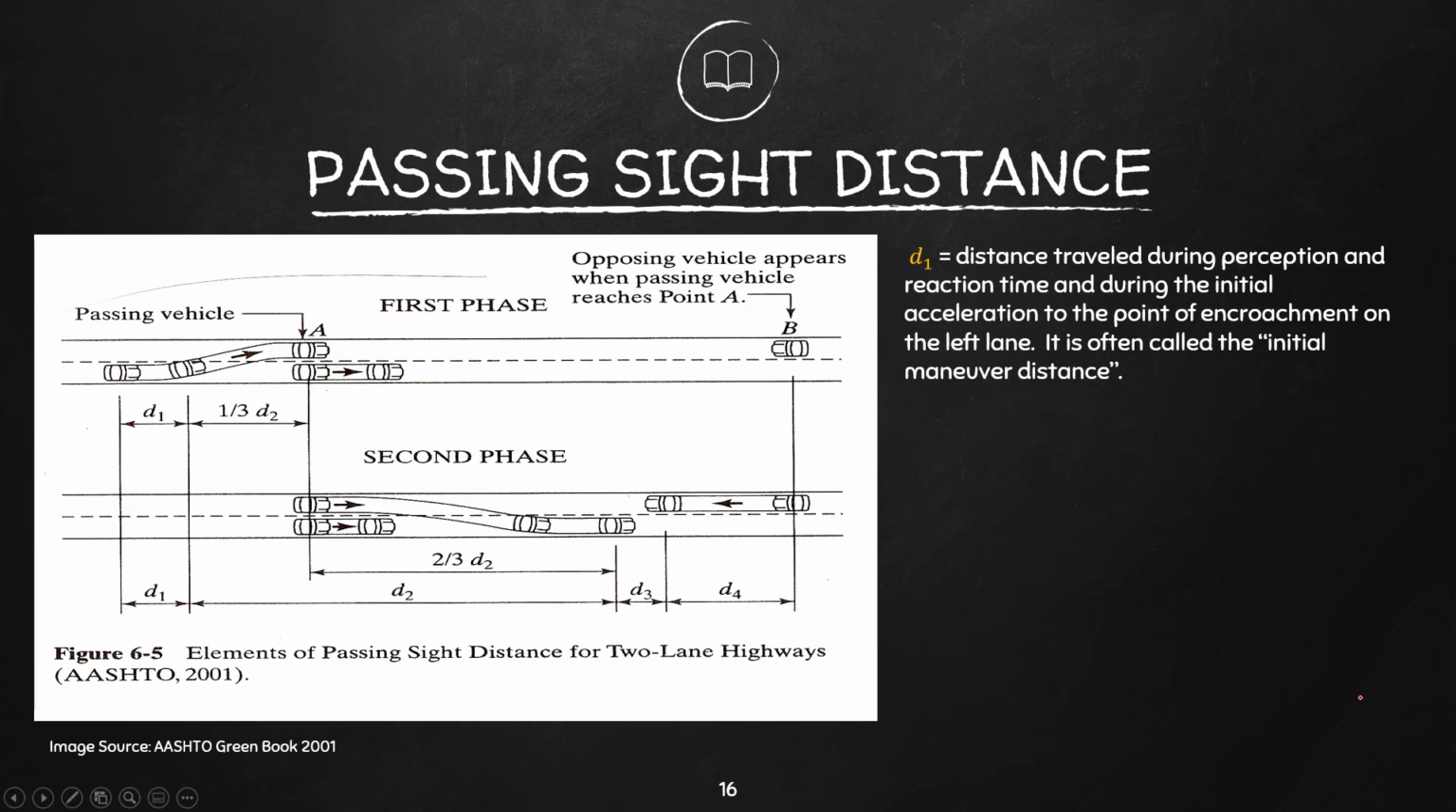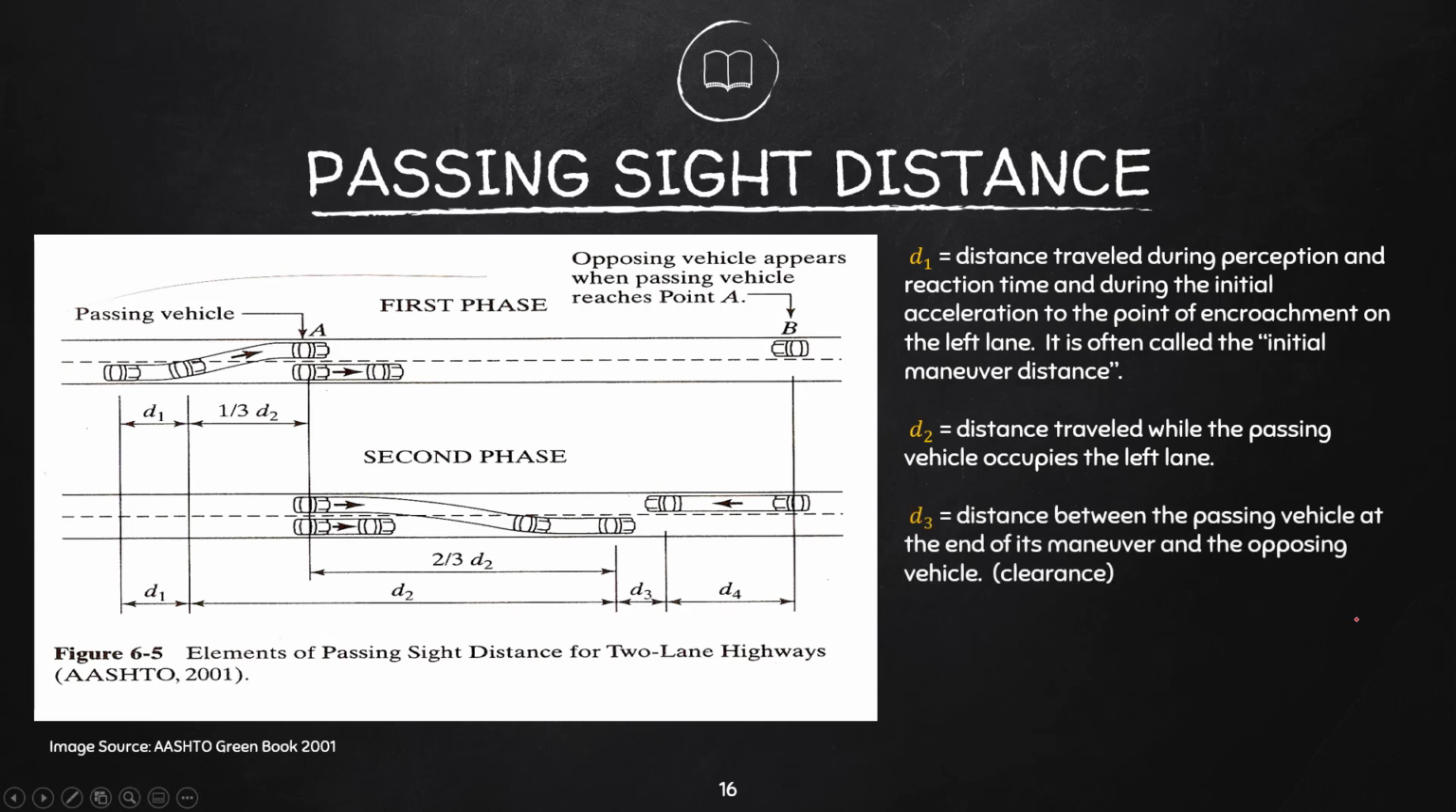So D sub 1 is the distance traveled during perception and reaction time and during the initial acceleration to the point of encroachment on the left lane, shown here in the image for the first phase. It is often called the initial maneuver distance. D sub 2 is the distance traveled while the passing vehicle occupies the left lane. So by the time that this passing vehicle starts to move to the second lane, up to the time that it returns to its original lane, is what we call D sub 2.